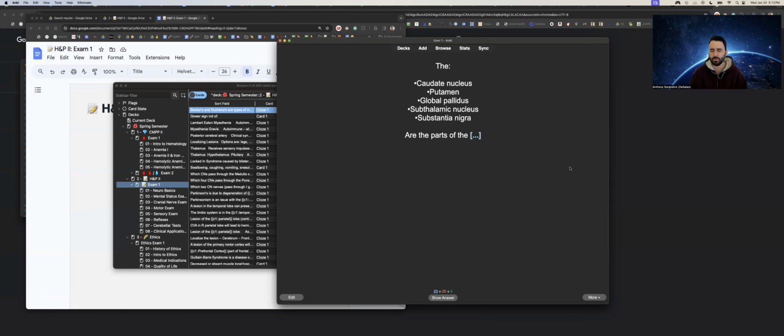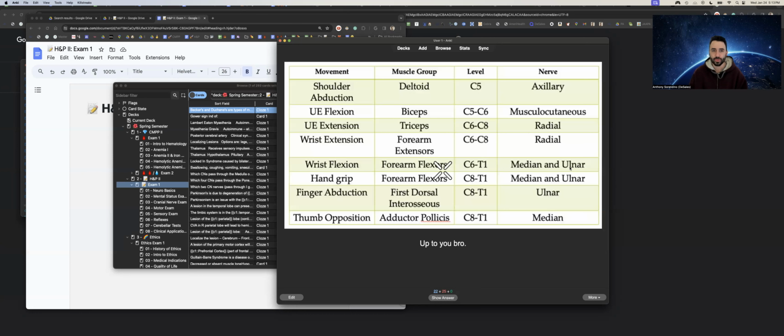The caudate nucleus, putamen, globus pallidus, septum, and substantia nigra. These are parts of the basal ganglia. I even wrote a note like up to you, bro, if I want to memorize this. Yeah, it's not that bad. This is all brachial plexus stuff. We'll get to it.